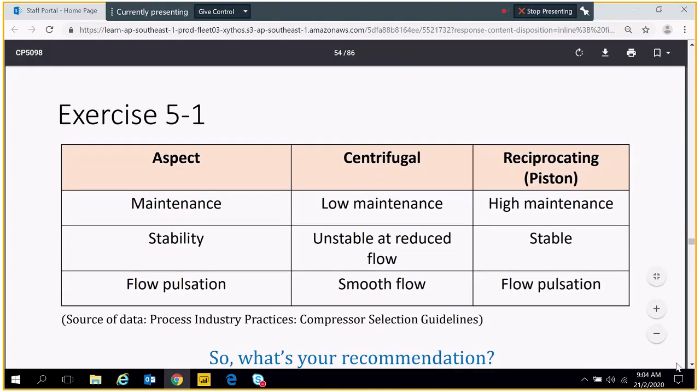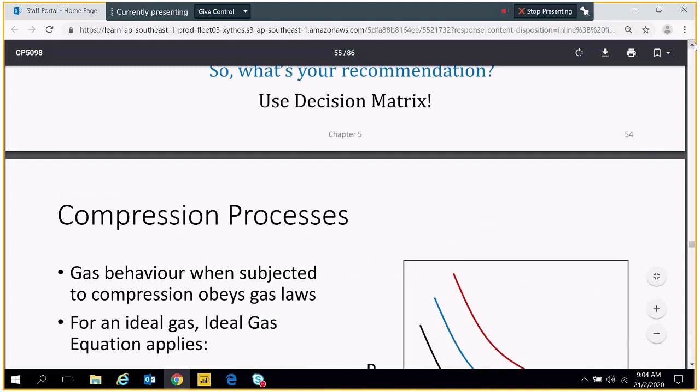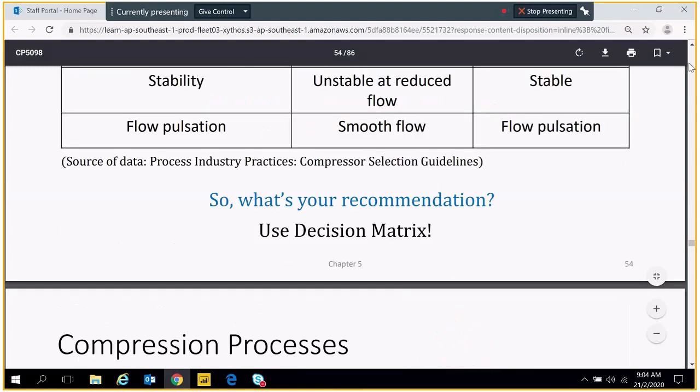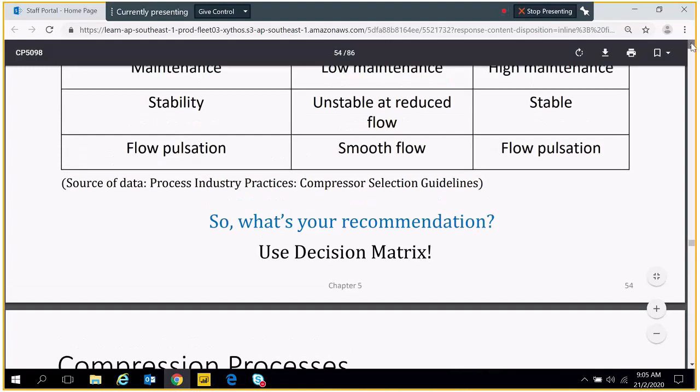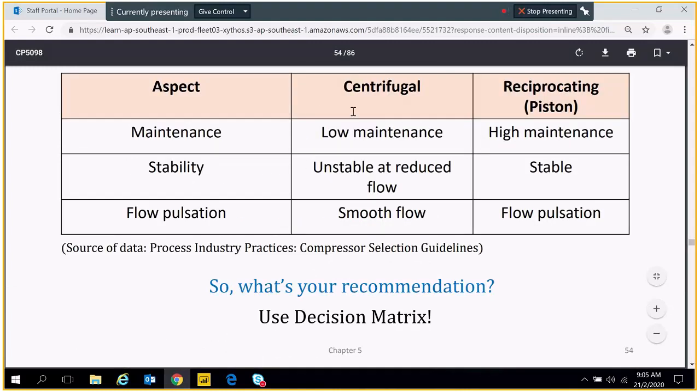In terms of maintenance, centrifugal compressor, low maintenance, reciprocating type, high maintenance, because this one involves a lot of moving parts. Now, this one, you know, the COWS table. Go back to your materials for design, MFD. You can use a COWS table to decide whether to use centrifugal or reciprocating compressor.